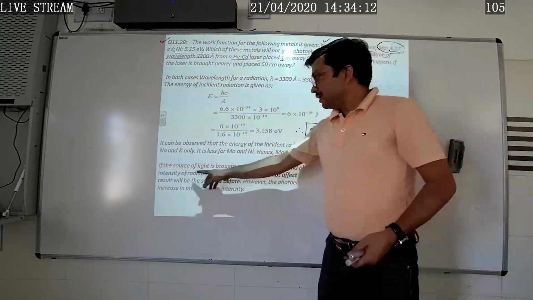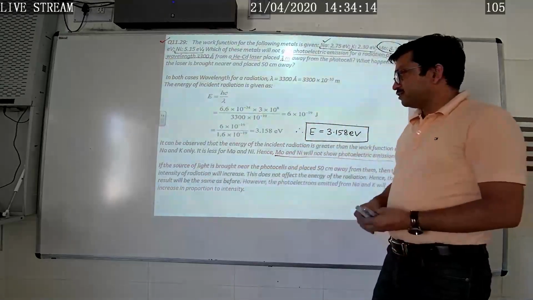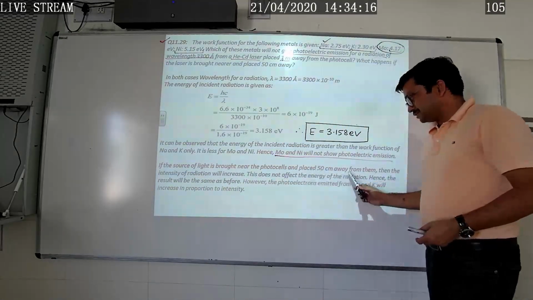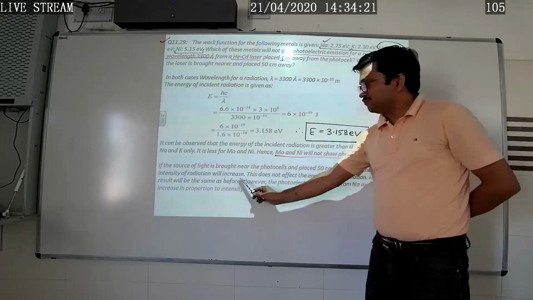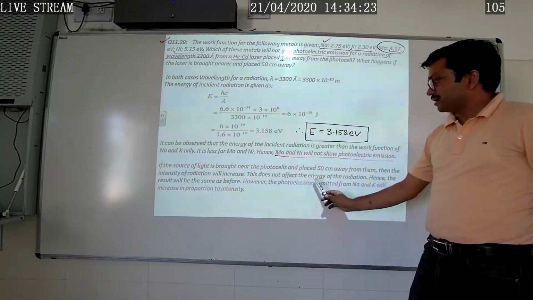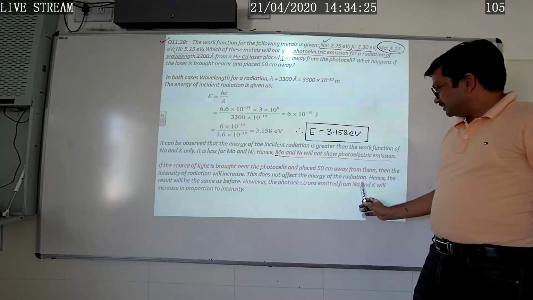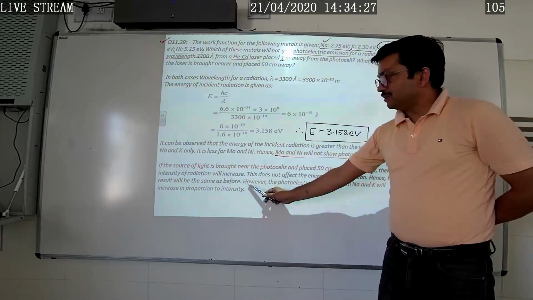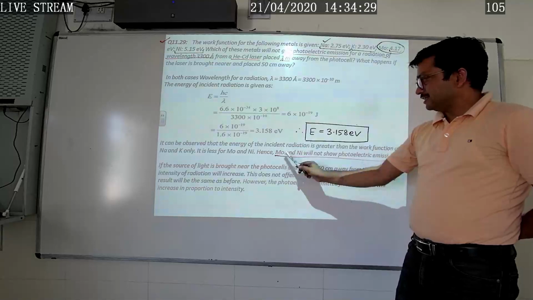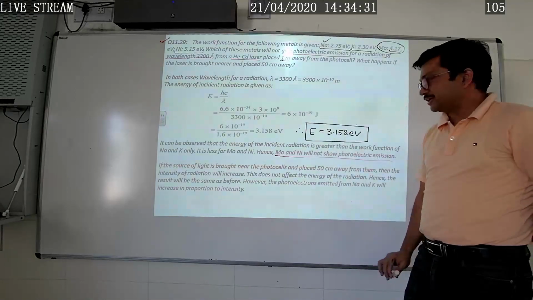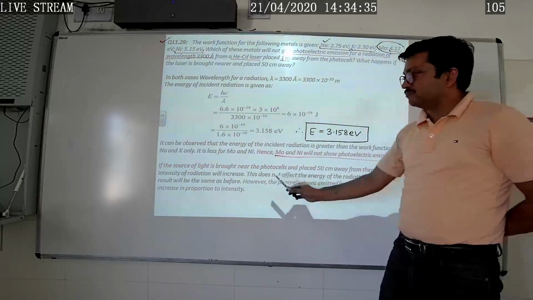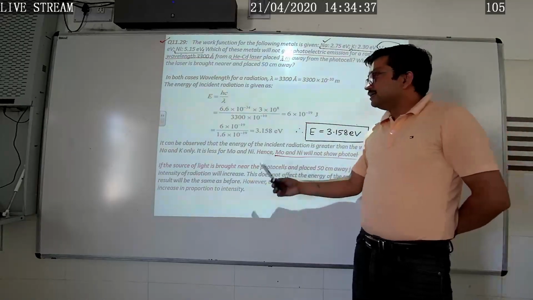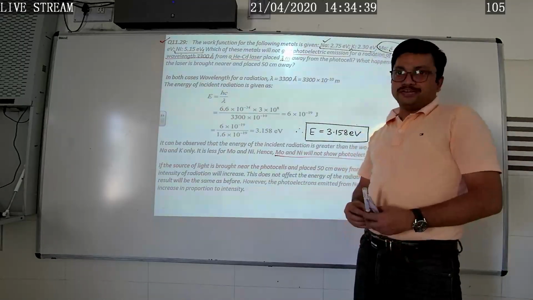So here we can say, if the source of light is brought nearer to the photocells and placed this many centimeters away from them, then the intensity of radiation will increase, and this does not affect the energy of the radiation. Hence the result will be the same as before. That is, these metals are not going to show the photoelectric effect. However, the photoelectrons emitted from sodium and potassium will increase in proportion to the intensity.